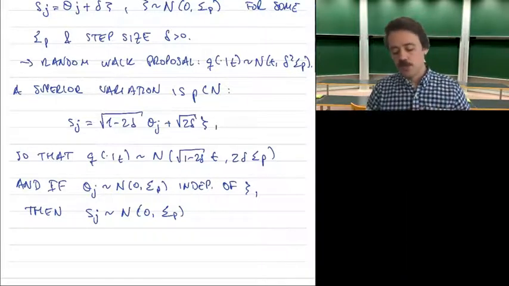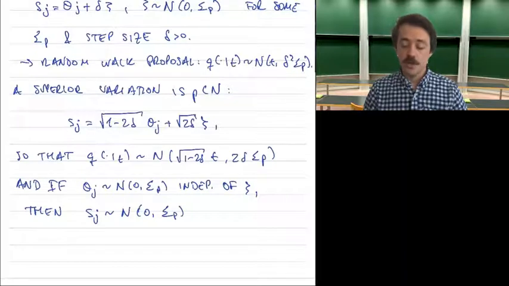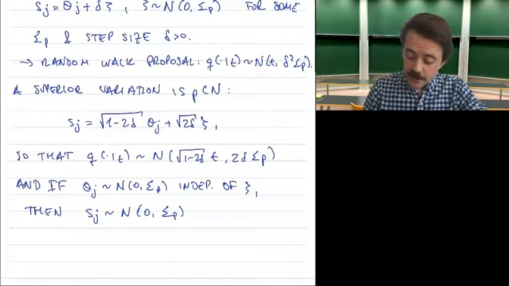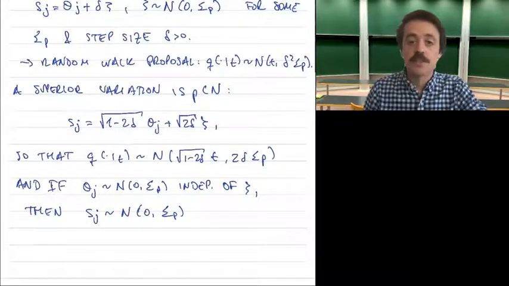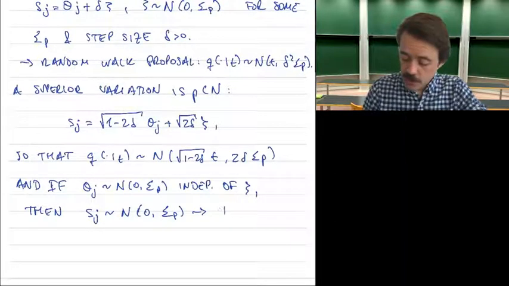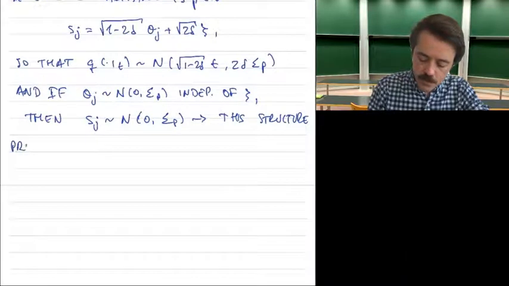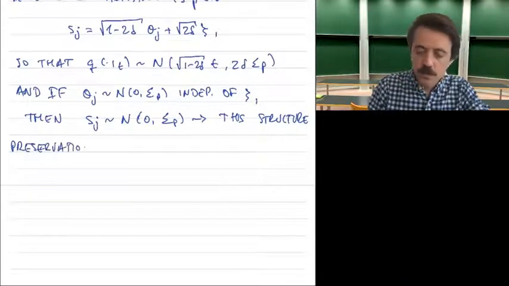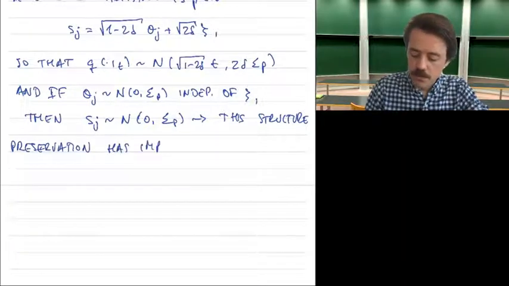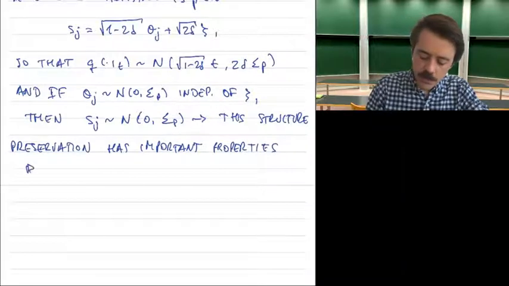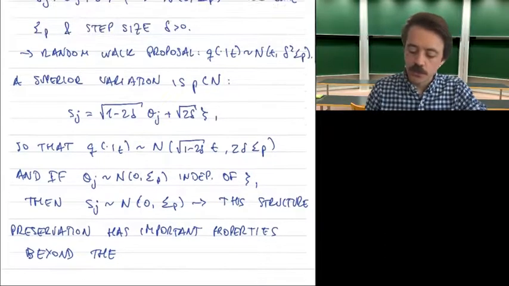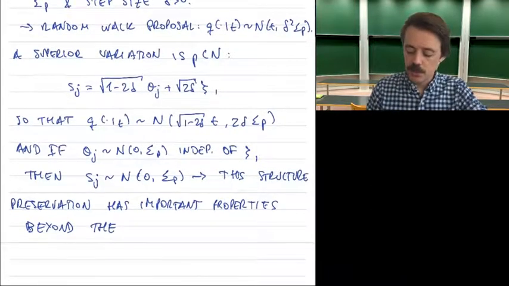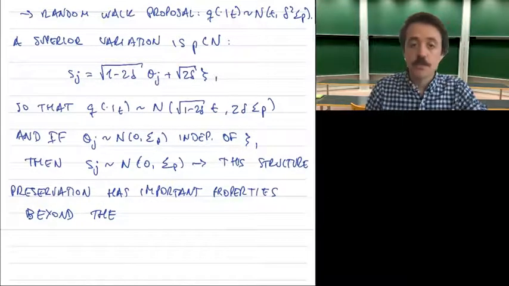So remember, it's good to build intuition upon conjugate models, and this is one of those. And so then we get this preservation of structure. So let me just make a remark about this. This structure preservation has important properties, although these are beyond the scope of the course. But I just want you to know that, in addition to the usual random walk proposal, there is a superior one due to this structure preservation. Beyond the scope of the course.